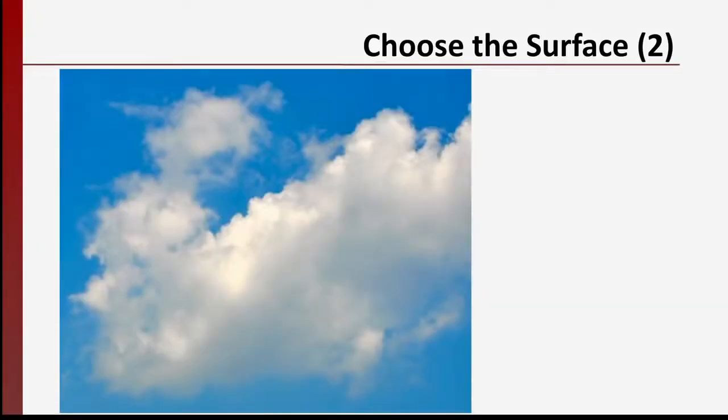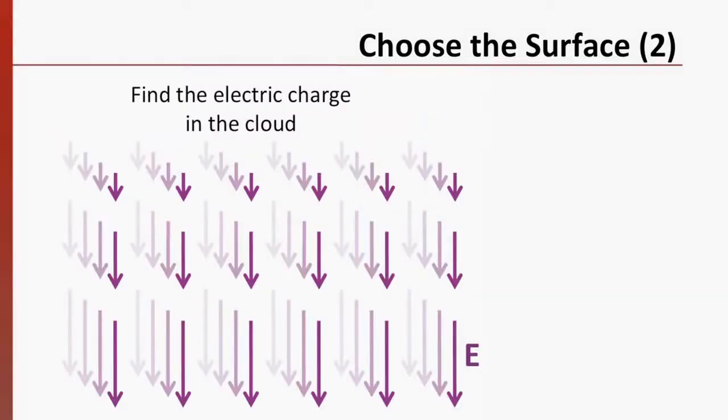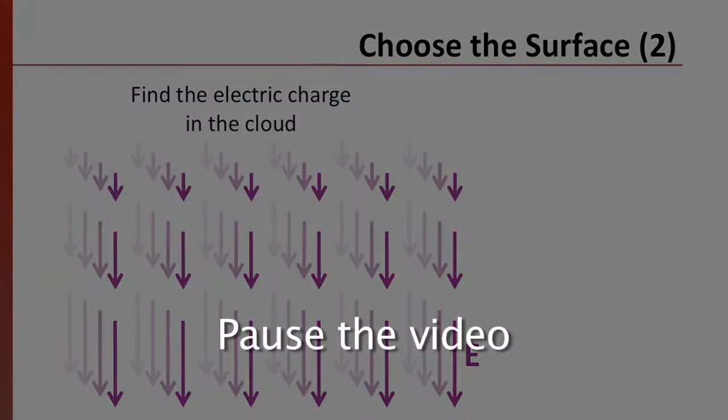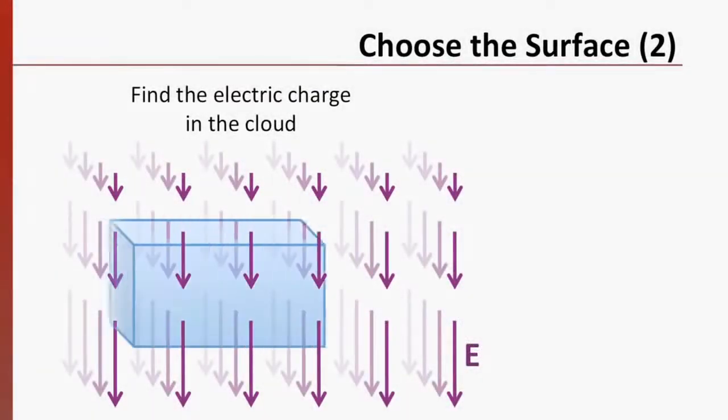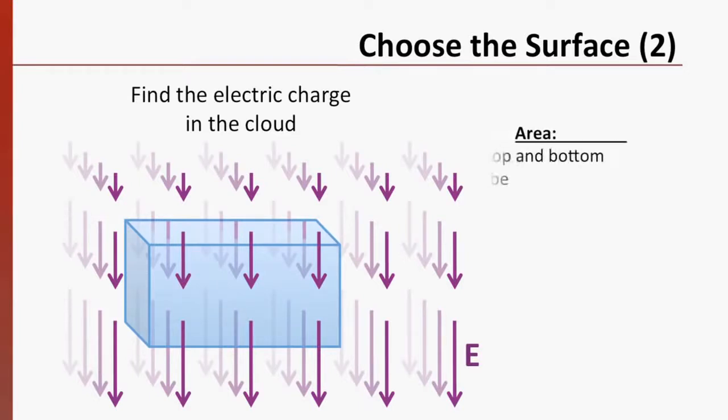Here's challenge number 2. We would like to know the electric charge contained in a thundercloud. Let's say that the inside of the cloud has an electric field that looks like this. What surface would you choose? A box-shaped surface will take advantage of the Cartesian symmetry in this electric field. Because of the alignment between the sides of the box and the electric field, they will not contribute to the flux integral. We can use the area of the top and bottom of the box and the electric field at those locations to find the flux. This is a common technique.